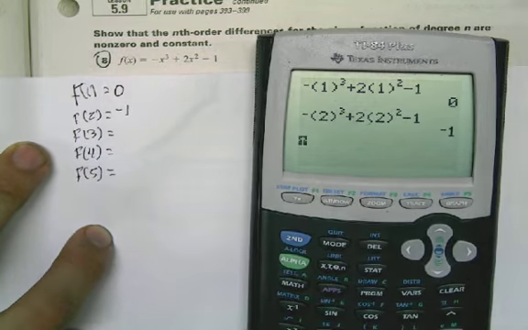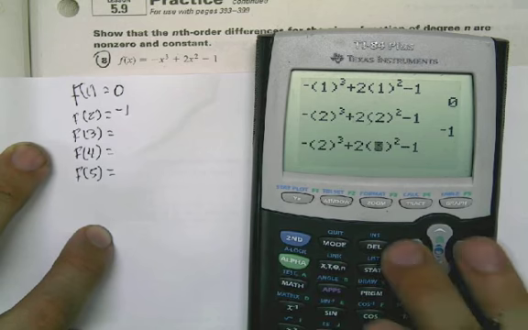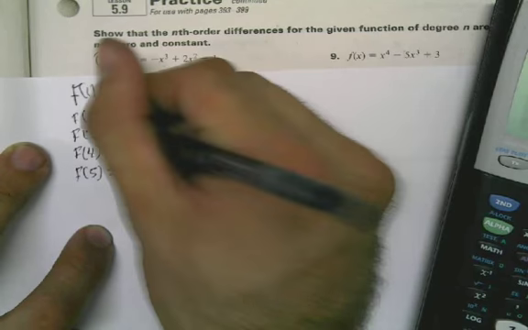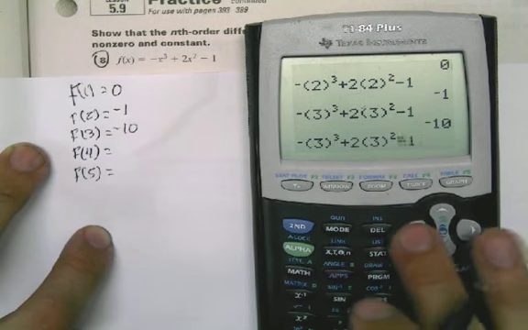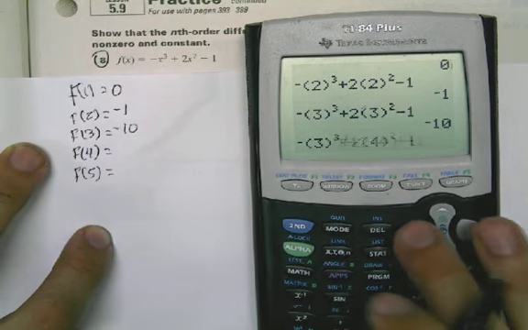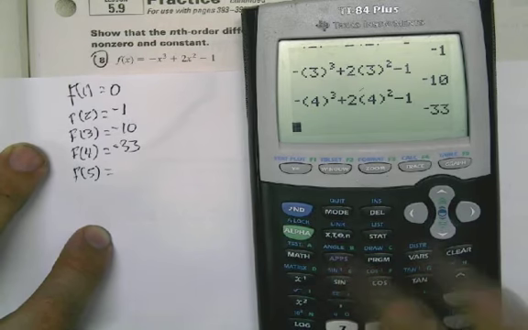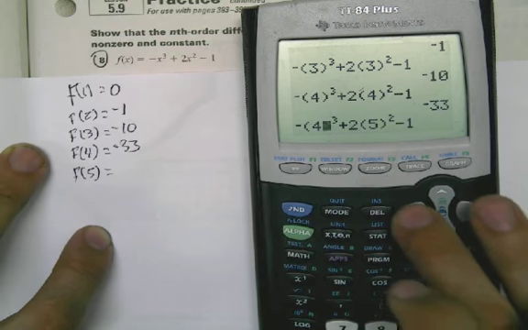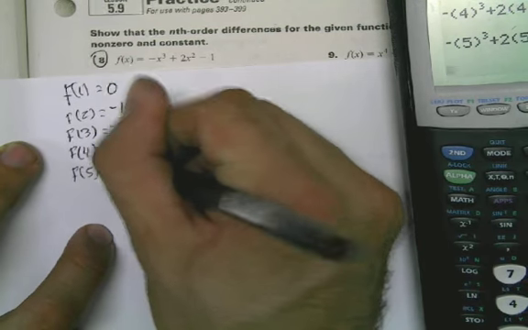Let's go to the next one. Let's press second enter, it comes back. Let's type in 3, and we get negative 10. Next one, let's type in second enter, and let's type in 4 for x and 4 for x, and we get negative 33. And let's type in second enter, and type in 5 for x and 5 again for x, and press enter, and we get negative 76.